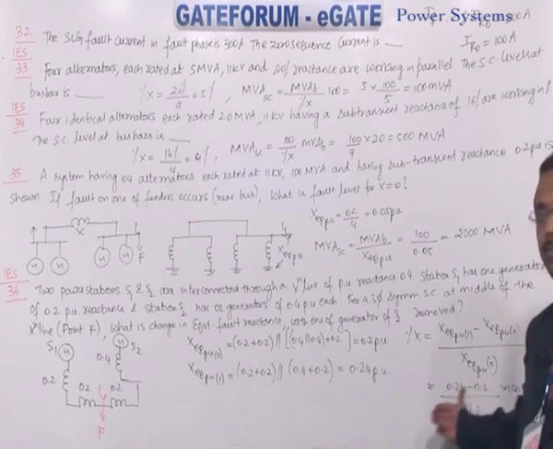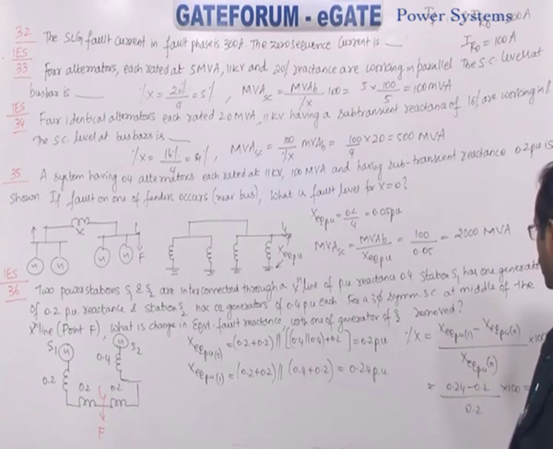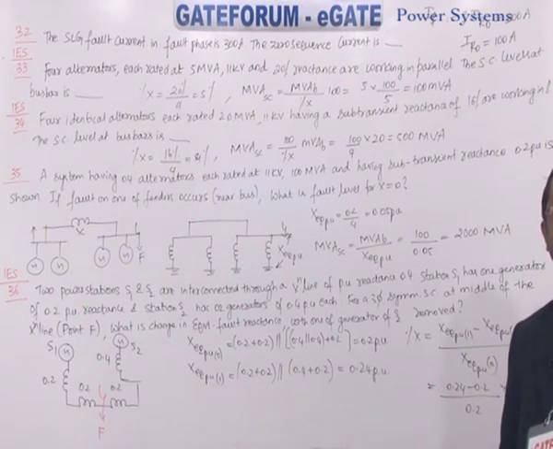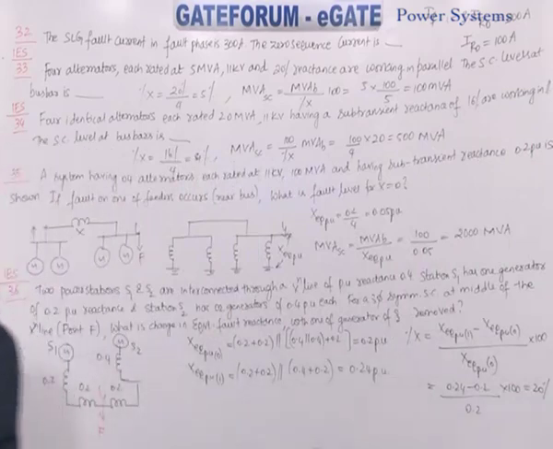So always in the denominator you write whatever the value is before fault. Before fault how much? 0.2 per unit. So mention the value before fault. Now you have a 5 minute break.